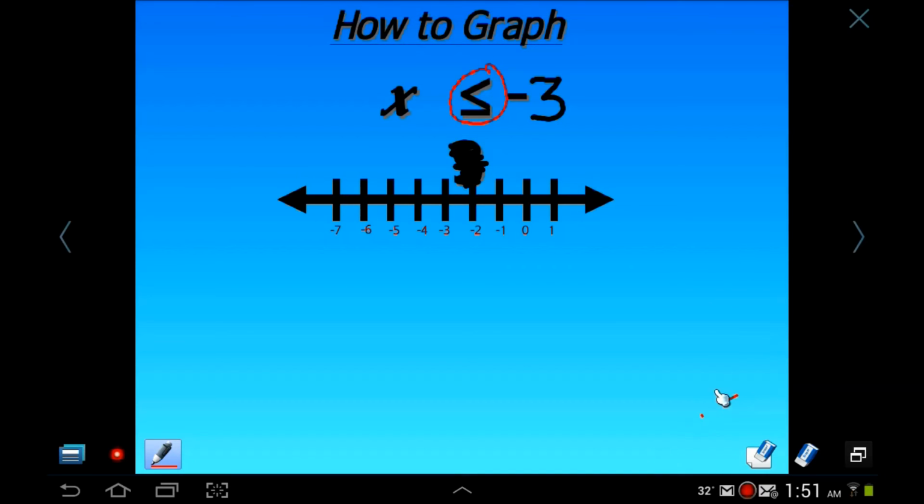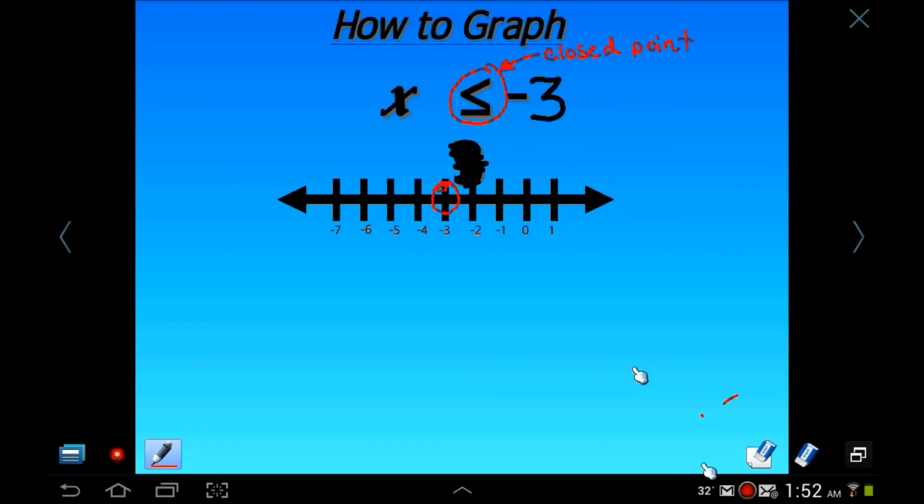We have the sign less than or equal to. And that tells us, since there's an equal to, that's going to be a closed point. So we're going to fill it in when we graph it. Okay, so I'm going to find -3 on the number line, which is pretty simple. There it is. That's an open point, but this is closed, so I'm going to fill it in.